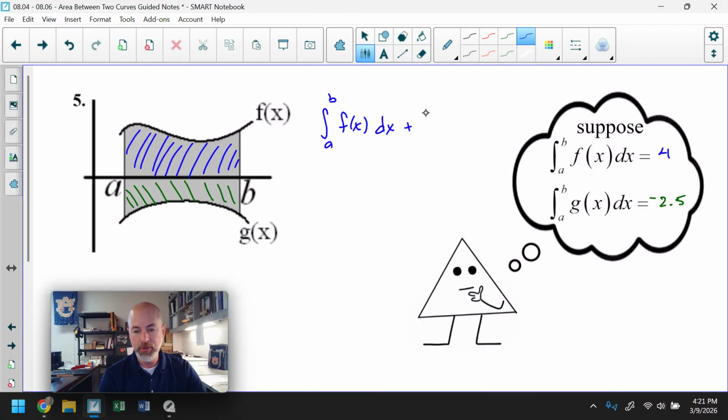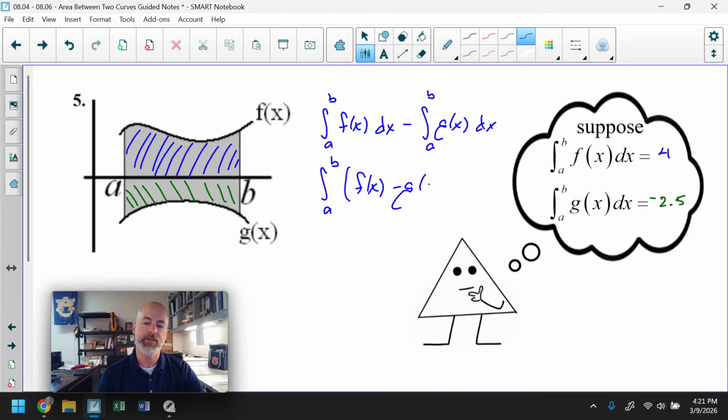If I add to that the integral of g, which by the way, this is wrong, if I add to that, we actually end up doing 4 minus 2.5. We're going to subtract that. So that minus the negative, we end up adding that 2.5, and we end up getting 6.5. But of course, those are just kind of made up numbers to give us something that we can wrap our head around and process the problem. And once again, we can combine this into a single antiderivative, f of x minus g of x dx. And there is your setup for when one curve is above the x-axis and the other is below the x-axis.